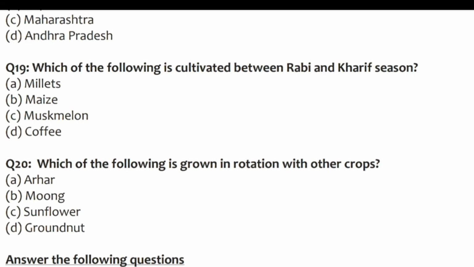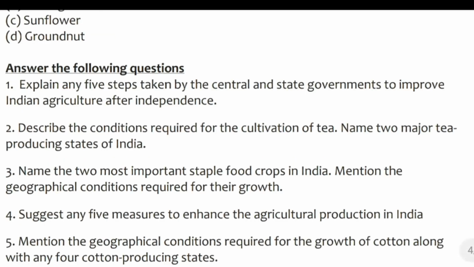19. Which of the following is cultivated between Rabi and Kharif season? A. Millets, B. Maize, C. Muskmelon, D. Coffee. 20. Which of the following is grown in rotation with other crops? A. Arhar, B. Moong, C. Sunflower, D. Groundnut. Answer the following questions.